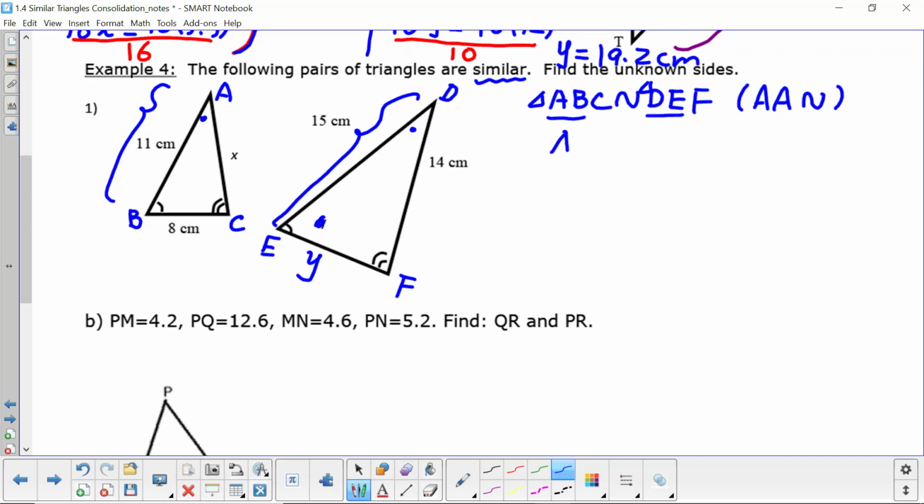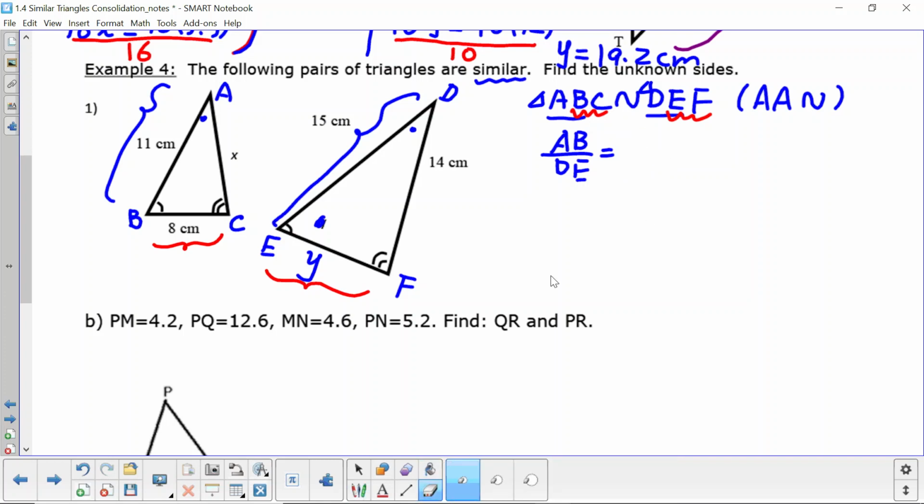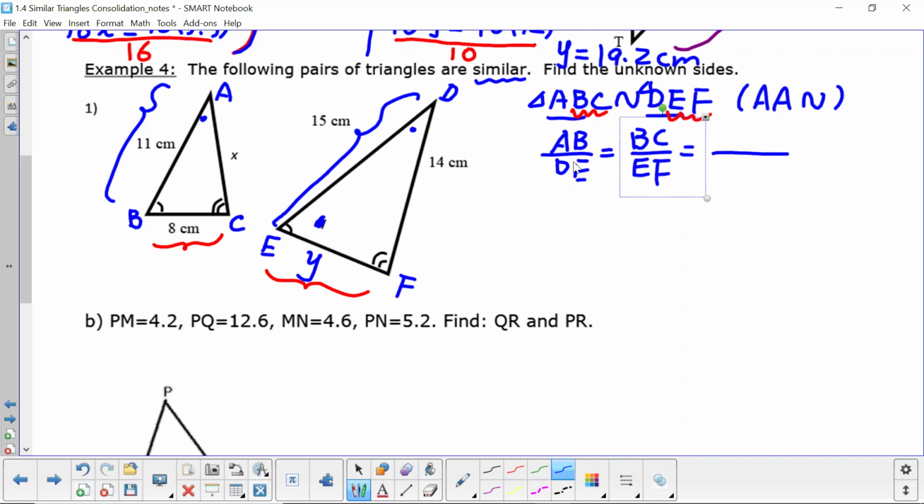So we write it out. AB divided by DE equals the last two letters, BC over EF. Then BC is 8, EF is Y. Sorry, I need to write it in letters first, then substitution later. Okay, so BC over EF. Then you have one side left only, so AC over DF.